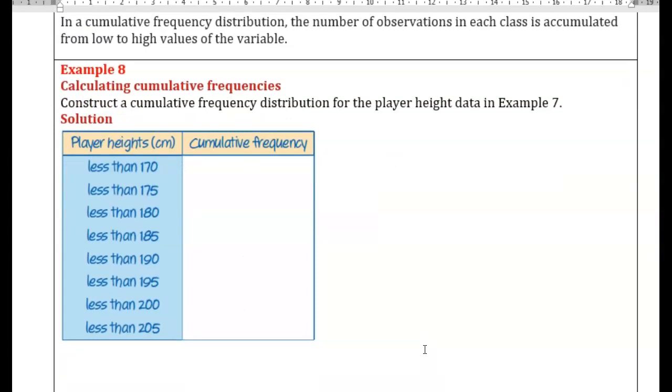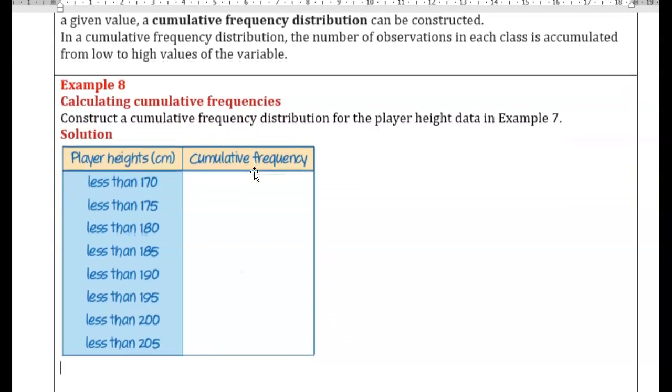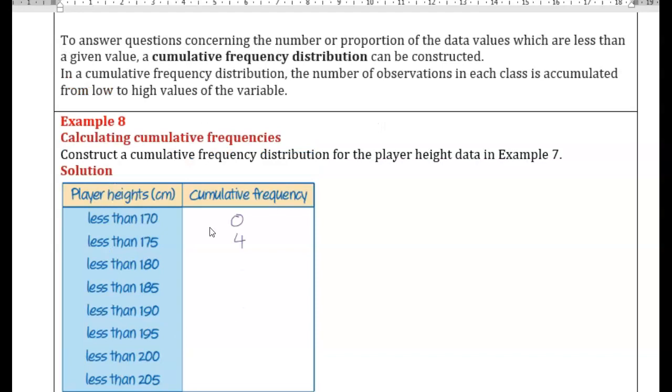Construct a cumulative frequency distribution for the player height data in example 7. So here we're looking at less than 170. I might just pause this because it's going to take me a while to keep scrolling, but I'll explain it once I've done a few of the class intervals. All right, so I've done less than 170 and I came up with 0, I couldn't see any. Less than 175, there's 4.